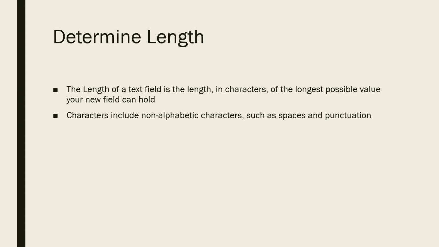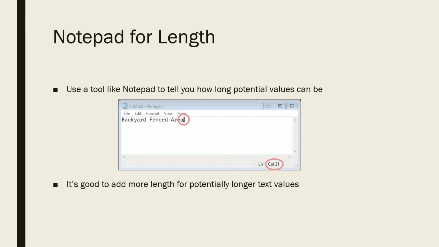Your new field might contain only a few possible values. That's great. But what if it can contain almost anything? Well, then you've got some tougher questions that you have to answer. So every character, every letter, every punctuation mark, every number inside of a text field is called a character, and you need to count those to determine the length of your text field. Now here's how to use Notepad for that.